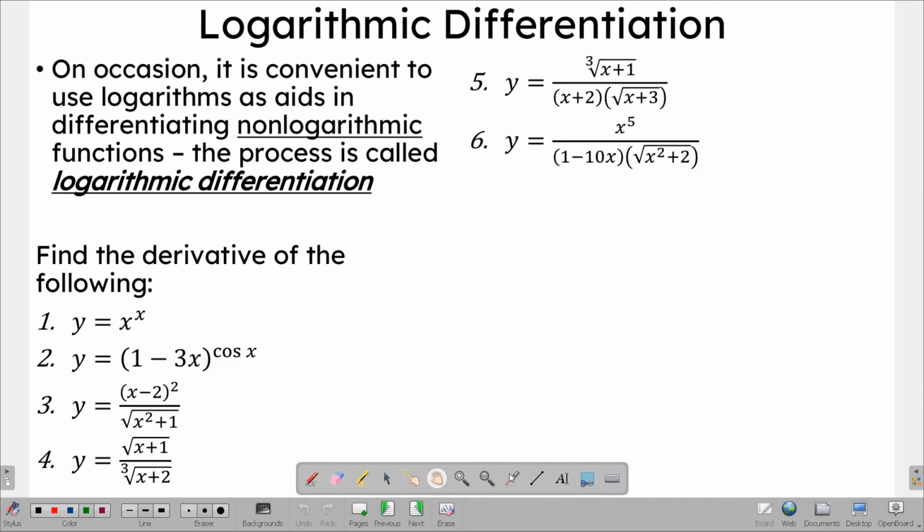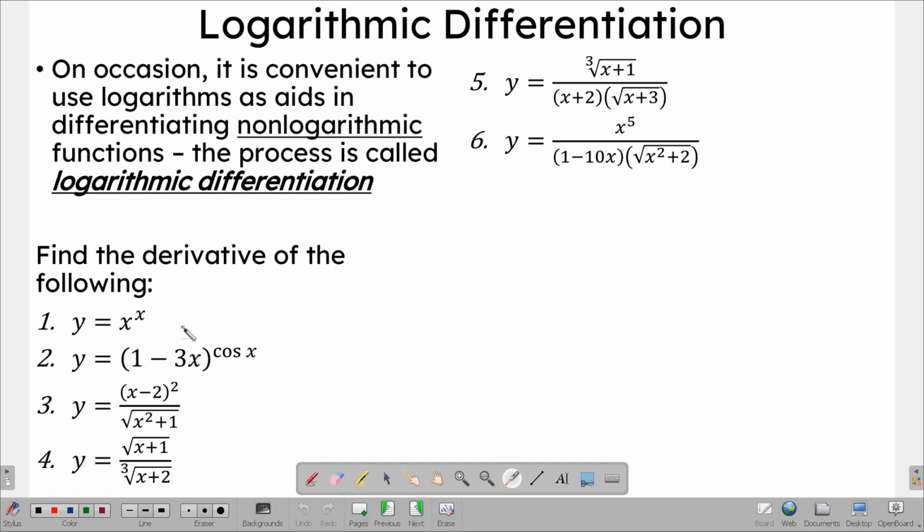Now, on occasions, it is convenient to use logarithms as an aid in differentiating non-logarithmic functions. This process is called logarithmic differentiation. Because if you look, for example, it's kind of difficult to differentiate this, because our rule for general exponential is a raised to u. But this is a variable raised to a variable, which is kind of difficult to do. We don't have a specific rule for that.